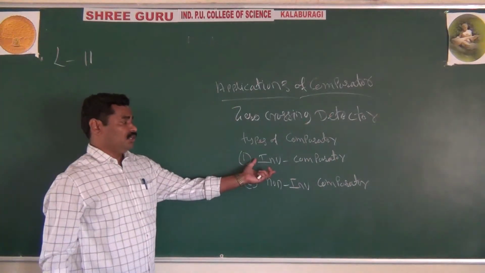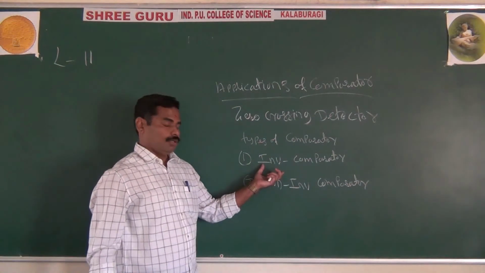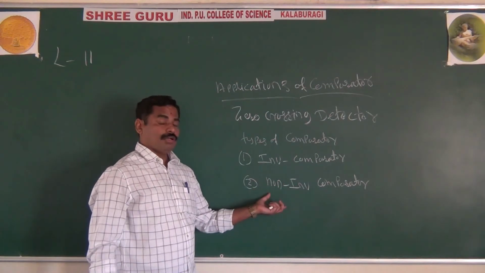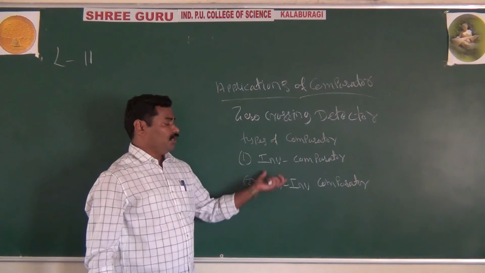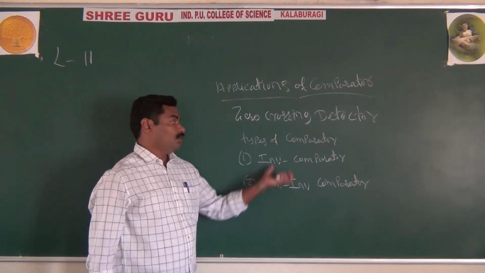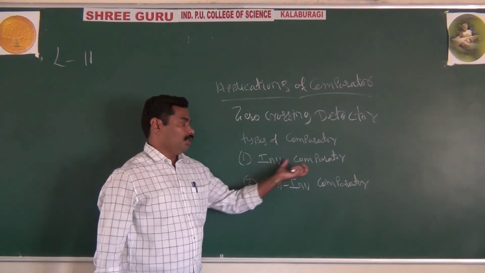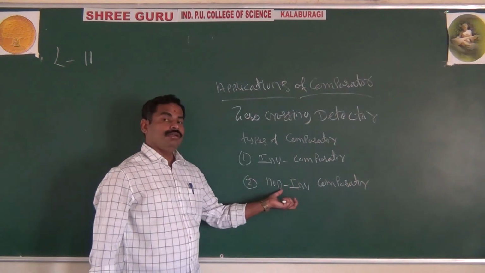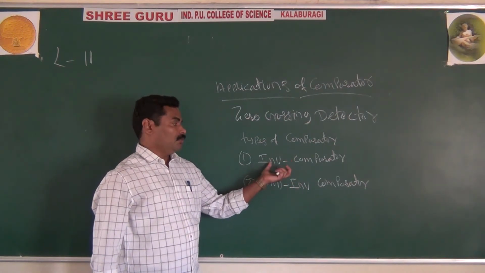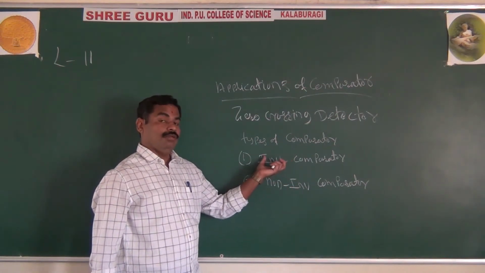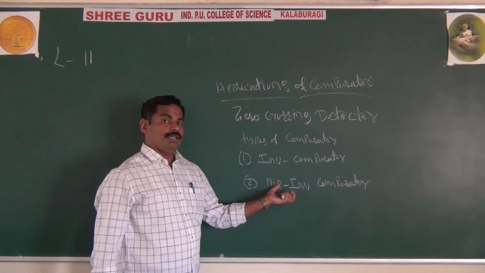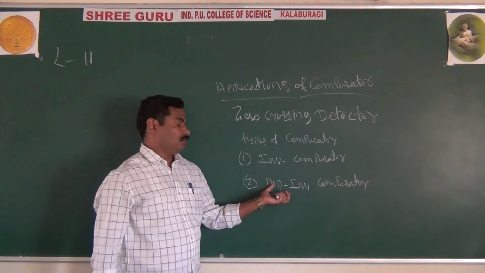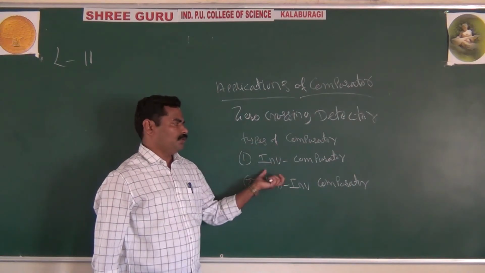In the inverting comparator, you apply the input to the inverting terminal. But in the non-inverting comparator, you apply the input to the non-inverting terminal. It means depending upon the way you apply the input, we have the inverting comparator and the non-inverting comparator. That's why I explained the two types of comparators.